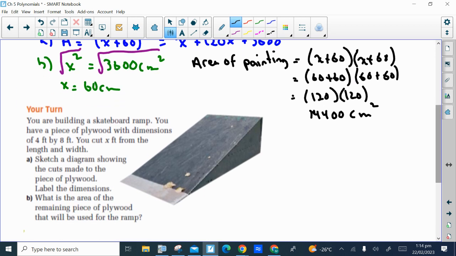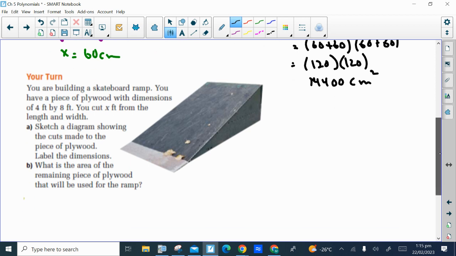So this next one, you're building a skateboard ramp. You have a piece of plywood with dimensions 4 feet by 8 feet. And you cut x feet from the length and the width. Sketch a diagram showing the cuts made to the piece of plywood. What is the area of the remaining piece of plywood that would be used for the ramp?